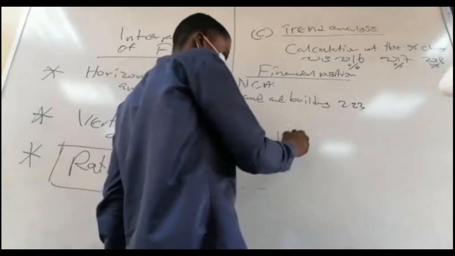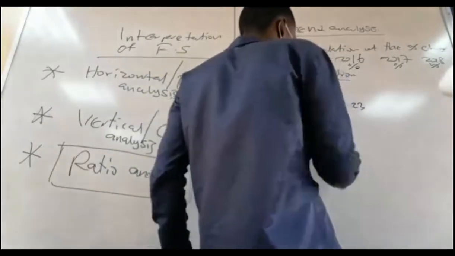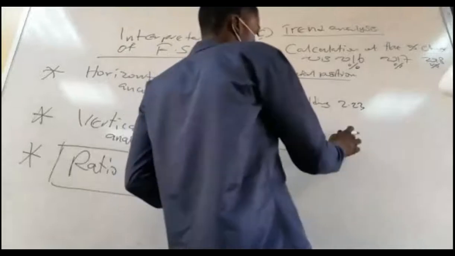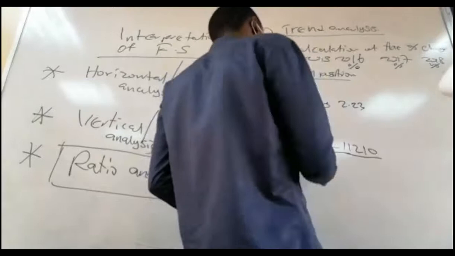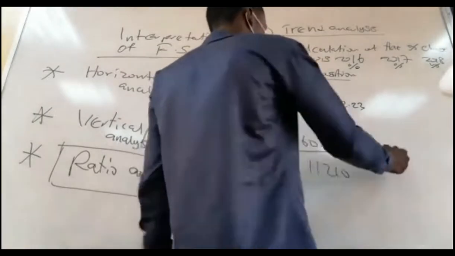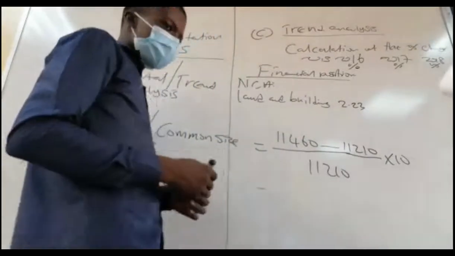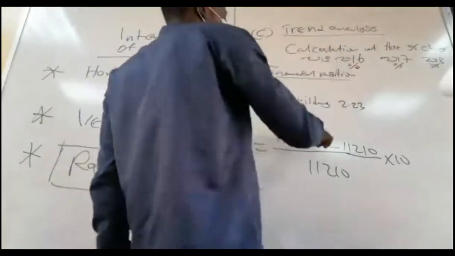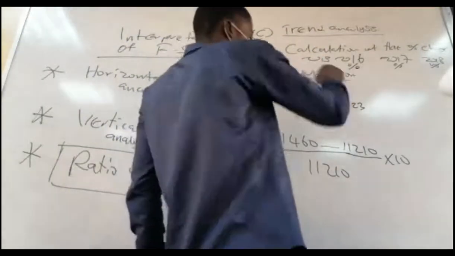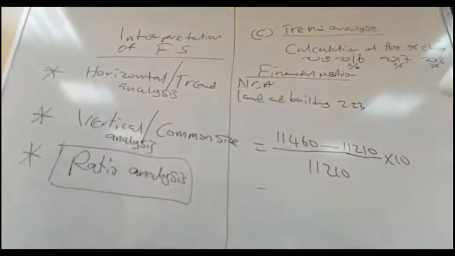11,460 minus the 2015 levels. The 2015 level is 11,210, all divided by 11,210 times 100. What is it? The new, that's the year in question, 2016, minus the previous year, all divided by the previous year.